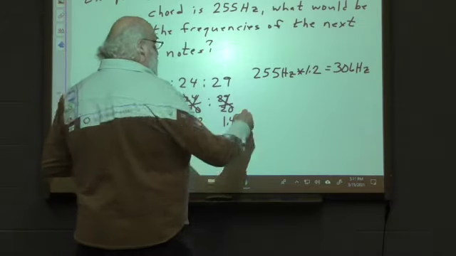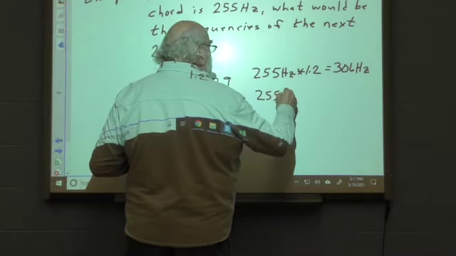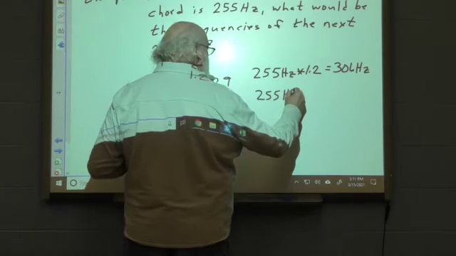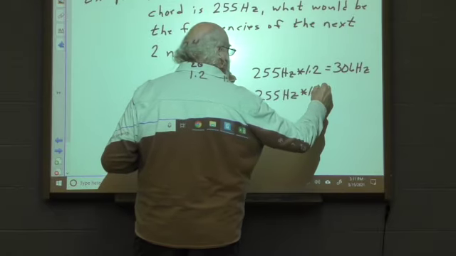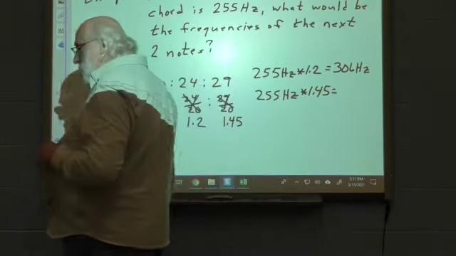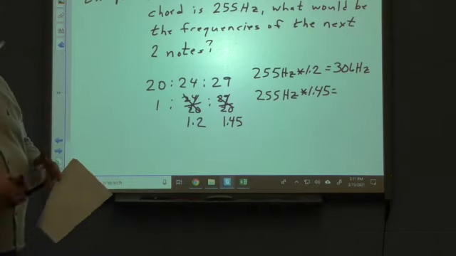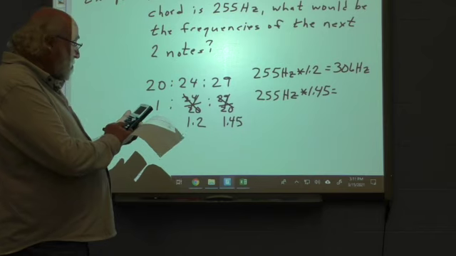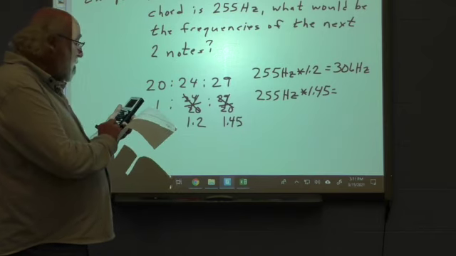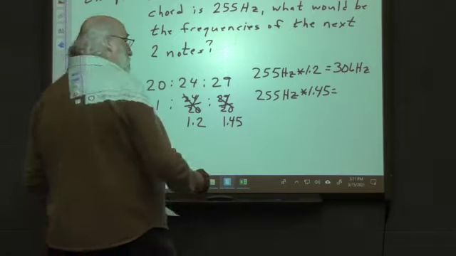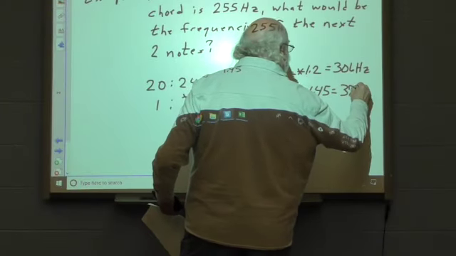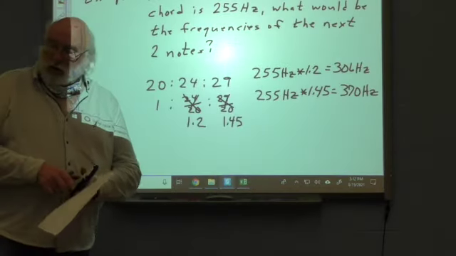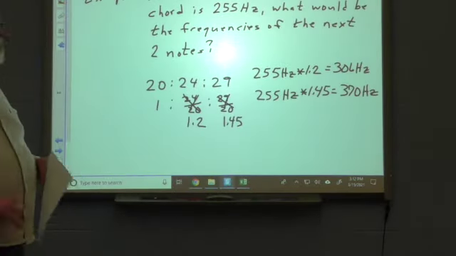And then the next one is 255 hertz times 1.45. That one I can't do in my head real fast, so I'll just bring up my trusty calculator. Take 255 times 1.45, and I get 370 hertz. So the next two notes will have these frequencies to give us our diminished chord that we're looking at there.